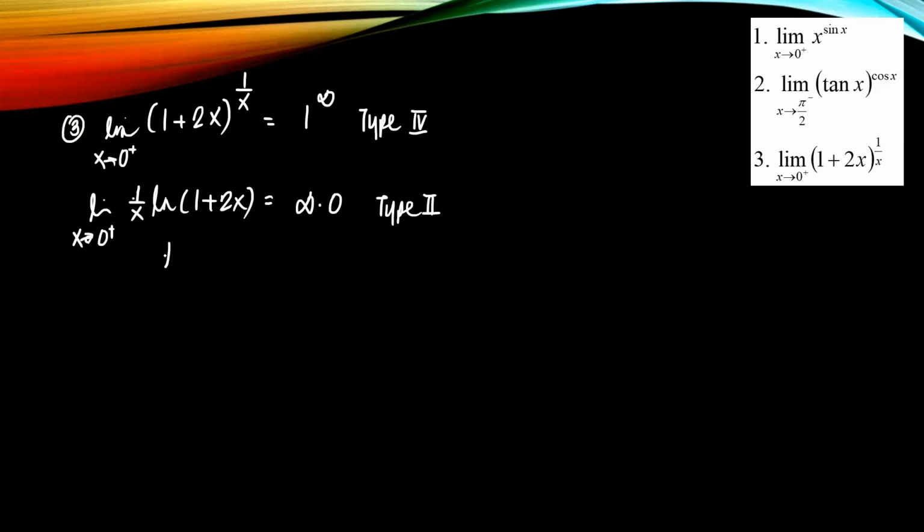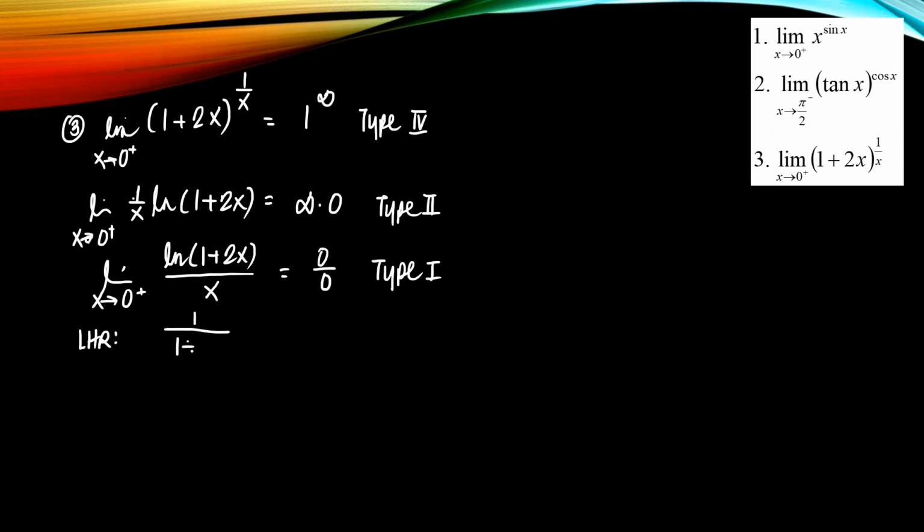So what do we do? I'll just put the x underneath. If I plug in the limit as x approaches 0 now, this one becomes 0 over 0. It is type number 1. Now that it's type 1, I can apply the L'Hopital's rule. 1 over 1 plus 2x times 2. Underneath, that's just over 1. L'Hopital's rule, apply the limit, 2 over 1.